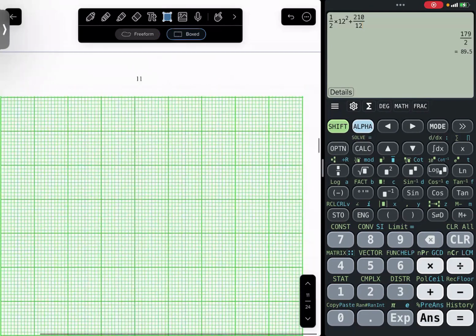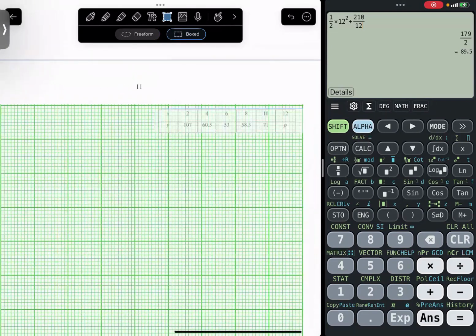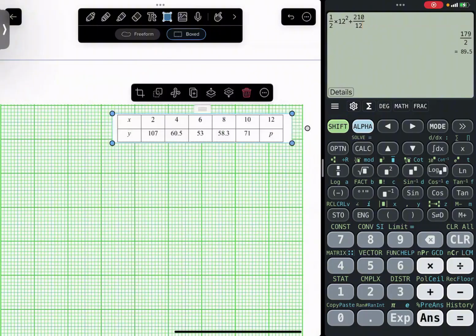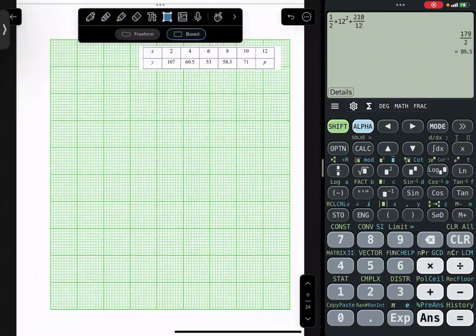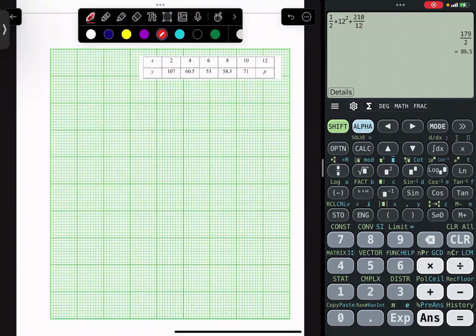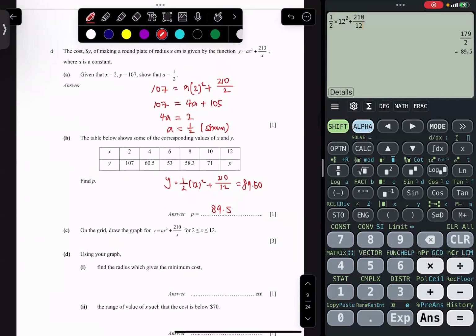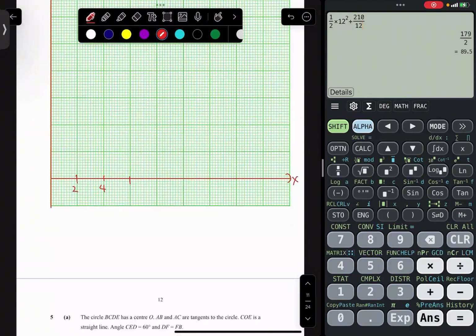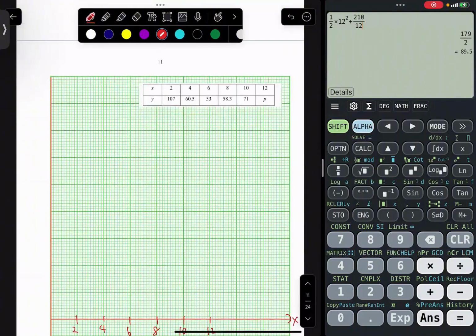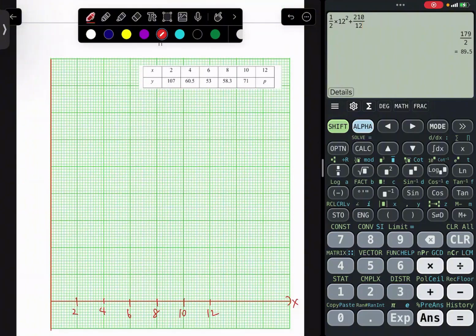Let's draw the graph first. What I've observed in a lot of papers is that they give the scale, but this question didn't. Anyways, since we're not accounting for negative values, we can do this. The x-axis starts from 2, 4, 6, 8, 10, 12. Then the y-axis, we have the lowest at 50 something and the highest at 107.